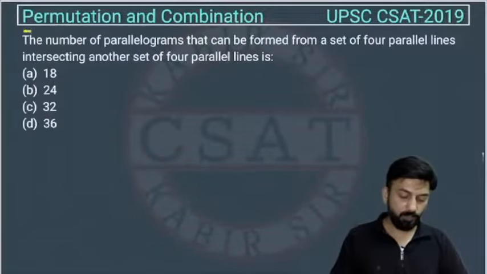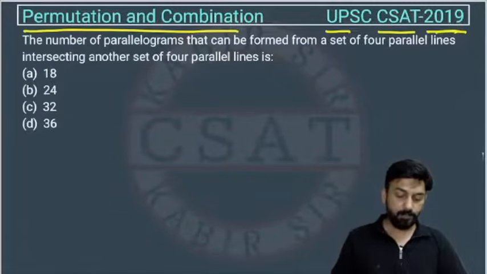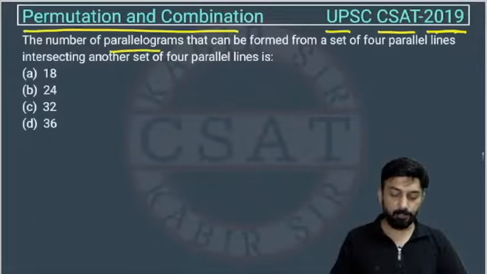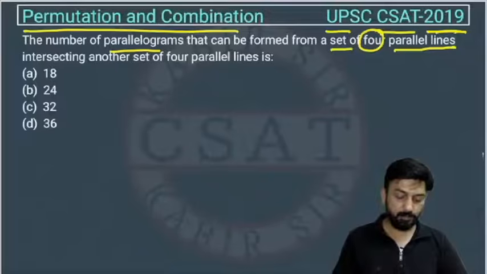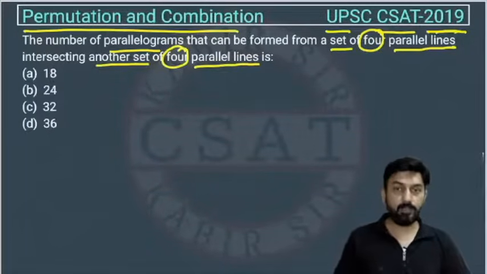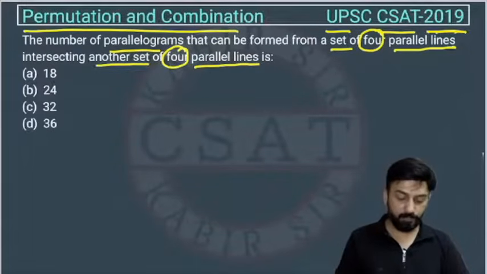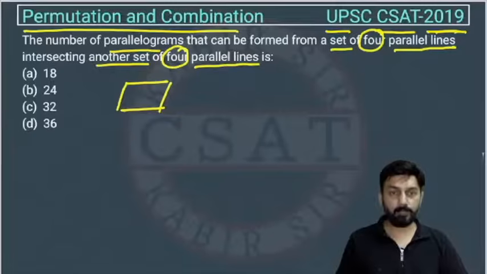So this is a question of permutation and combination asked by UPSC in their CSAT paper of 2019. The number of parallelograms that can be formed from a set of 4 parallel lines intersecting another set of 4 parallel lines. So see how we can form a parallelogram. For a parallelogram, what do we need? We need 2 horizontal lines and then we need 2 vertical lines. So this is a parallelogram.